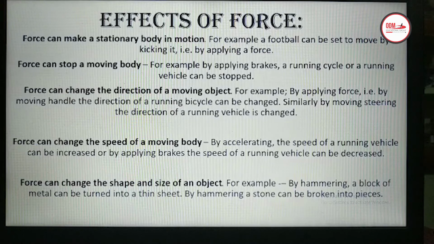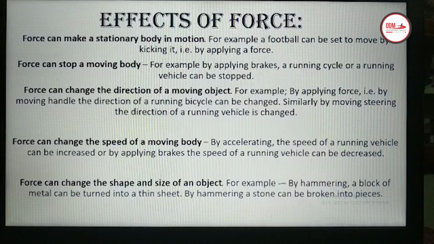Then the next one, force can change the speed of the moving body. As if the object is moving in a certain direction and the force is applied in that same direction. Take the example, a ball is moving and you apply the force in that same direction. So what will you notice? You will notice that the speed of the ball will increase, the velocity of the ball will increase, or it will start to accelerate due to application of force.